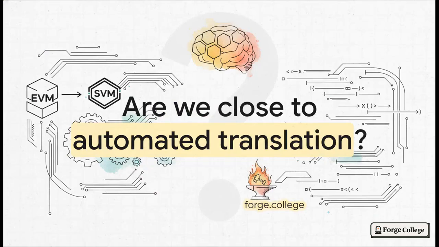To wrap up this explainer, I want to leave you with a provocative thought. If we're making our metadata schemas strictly machine-readable and meticulously pairing EVM patterns with their SVM counterparts, how close are we to fully automated, AI-driven cross-chain translation? By structuring our knowledge this rigidly, we aren't just helping human developers today. We are literally laying the foundation for the automated future of Web3.